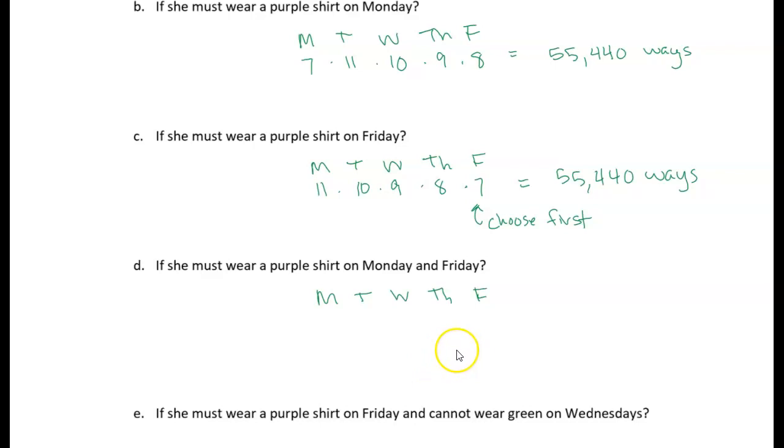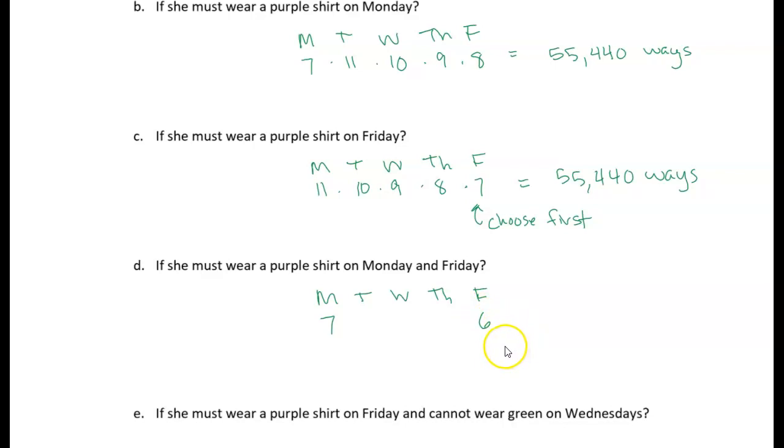So let's deal with Monday and Friday first, because at the beginning of the week, I know how many purple shirts I have to work with, right? If I try to wait, then I don't necessarily know how many purple shirts I have to deal with. So let's choose Monday and Friday first. She has 7 purple shirts, so if we choose Monday's shirt first, she has 7 choices for Monday. Now let's go to Friday. She's already worn one of her purple shirts, the one she chose to wear on Monday, so then she has 6 choices for Friday.